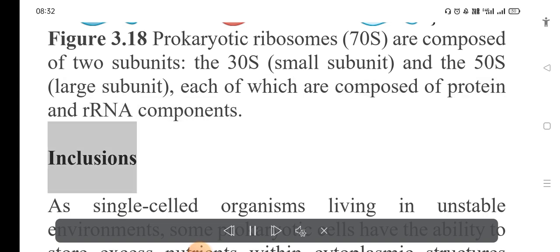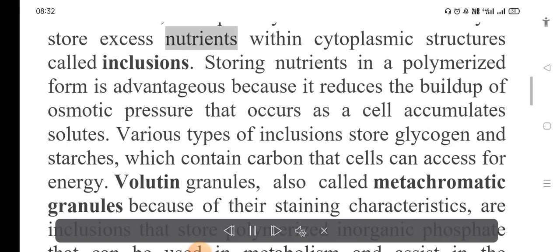Inclusions. As single-celled organisms living in unstable environments, some prokaryotic cells have the ability to store excess nutrients, which make structures called inclusions. Storing nutrients in a polymerized form is advantageous because it reduces the buildup of osmotic pressure that occurs as a cell accumulates solutes.